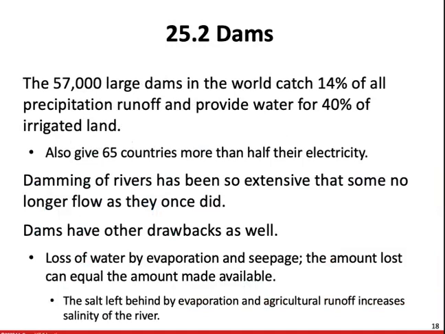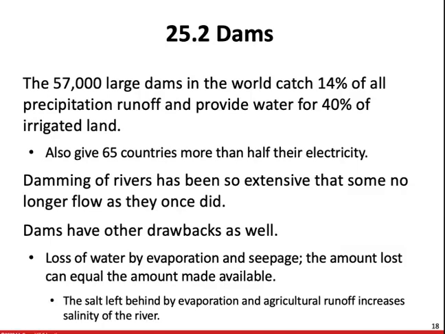Dams. Dams are pretty interesting. About 57,000 large dams in the world catch about 14% of all precipitation runoff and provide water for 40% of irrigated land. This also gives 65 countries more than half of their electricity. Damming of rivers has been so extensive that some don't really flow as they once did. So, for example, the Yellow River in China fails to reach the sea most years.